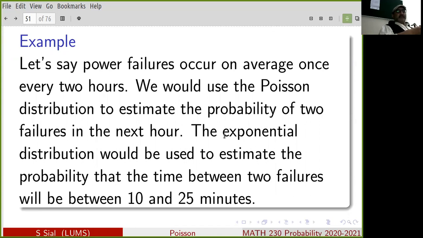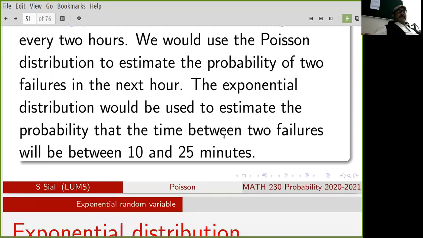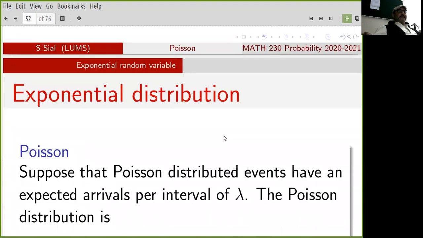The exponential distribution would be used to estimate the probability that the time between 2 failures will be between 10 minutes and 25 minutes. Remember to keep your units straight. If you're going to give your lambda in terms of occurrences per hour, then your time should be measured in hours also, right? So you would convert minutes to hours.